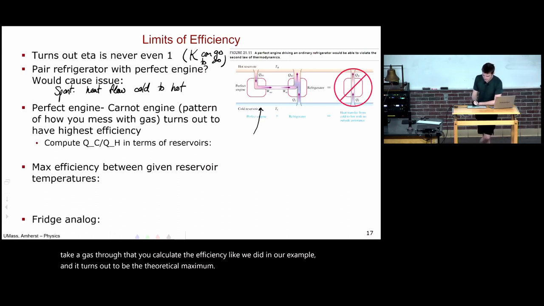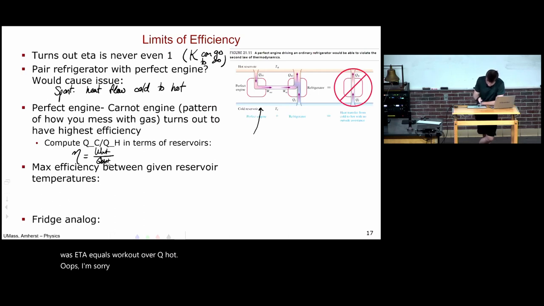Okay, now, we had this formula for efficiency that worked for any engine, which was eta equals work out over Q hot. Oops, sorry, work out over Q hot. And then using conservation of energy, we simplified it to 1 minus Q cold over Q hot.